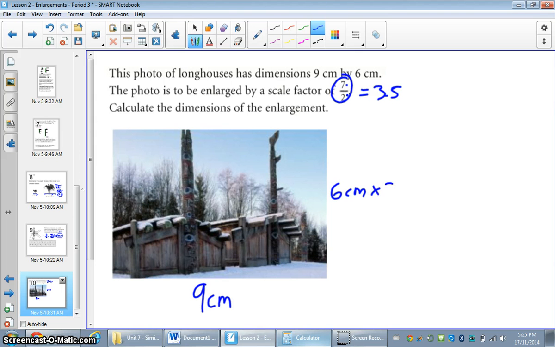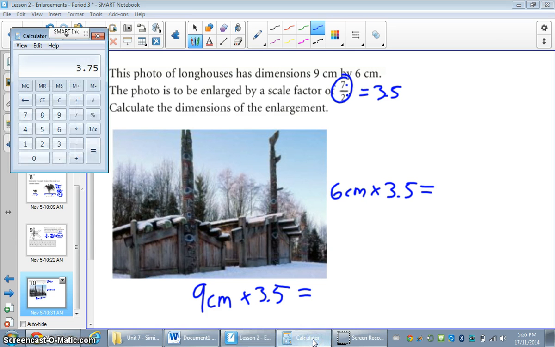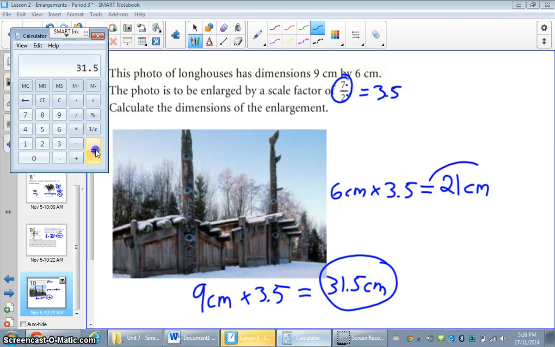So that means we need to multiply both the length and the height by 3.5 in order to get the dimensions of the new enlarged photo. So let's calculate this. We go 6 times 3.5, we get 21. So that means that the new height is 21 centimeters. And then the new length down here, we go 9 times 3.5, and we get 31.5 centimeters. So these are the dimensions of the new photo once we enlarge it.